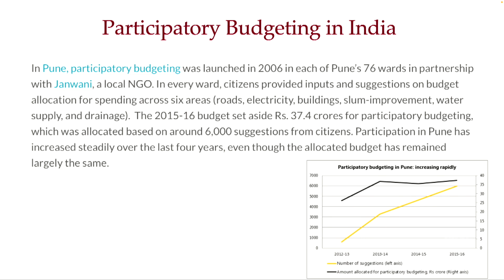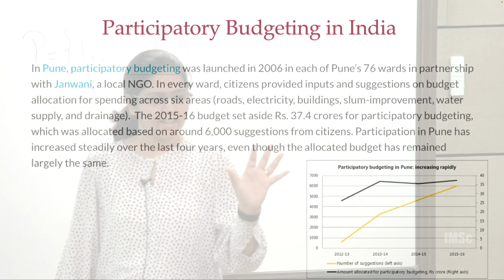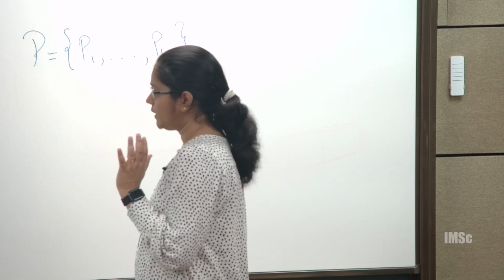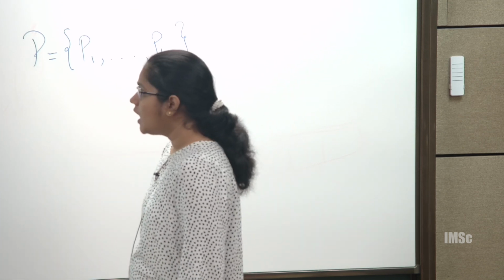So, this is the graph for Pune election. In Pune it started in 2006, and then this is the graph. You can see that with time, the money spent for participatory budgeting is only increasing. It was tried in Bangalore as well, there was a proposal for Delhi also, but I think they did not get the approval or something. So, whatever resources I found, I only know 3 cities, Kerala, Bangalore and Pune.